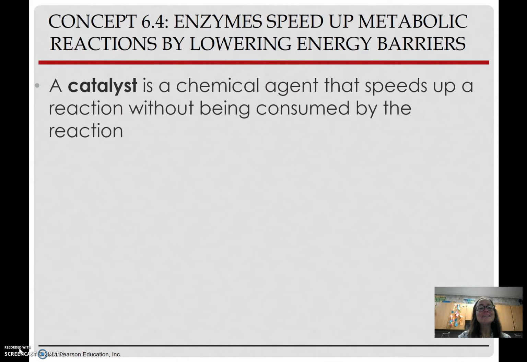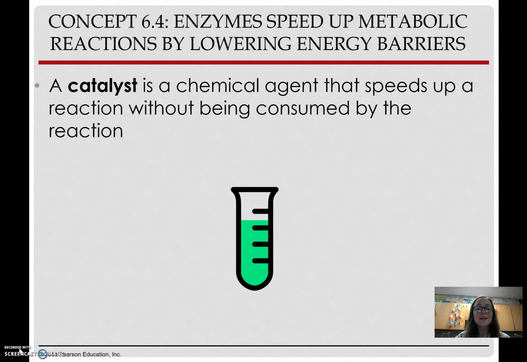Enzymes. Enzymes are catalysts. They are biological catalysts. But first, let's talk in general what a catalyst is. So a catalyst is something that speeds up a chemical reaction without being used or consumed. So this word here, without being consumed or used up.